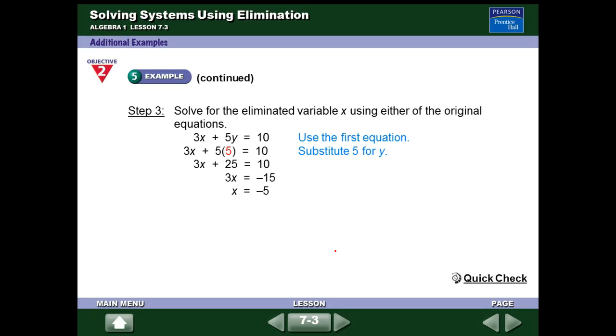I need to solve for my x. So wherever I found a y, I plugged in 5. Solving, 5 times 5 is 25. Subtract 25. We get a negative 15. Divide by 3 to both sides. X is negative 5. So negative 5 is my solution. And start working on your assignment.